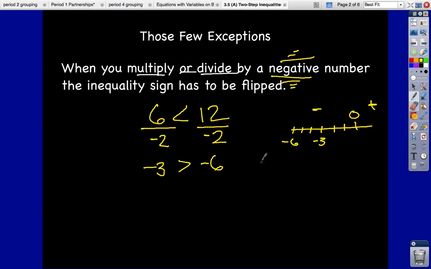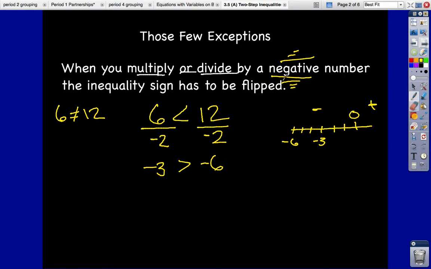But notice what would have happened if this was an equation. So if I got rid of the inequality sign and used an equal sign, 6 is equal to 12, from the very beginning we would have had a false statement. Okay? Because 6 does not equal 12. And just want to point that out. That's why we have to use an inequality sign here, is because otherwise it would be false to start with. But if you divide by a negative number or multiply by a negative number, flip the sign.